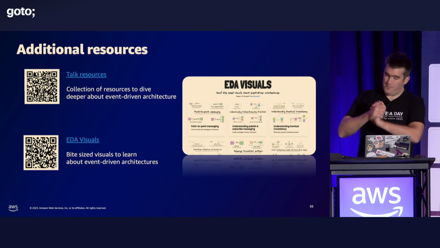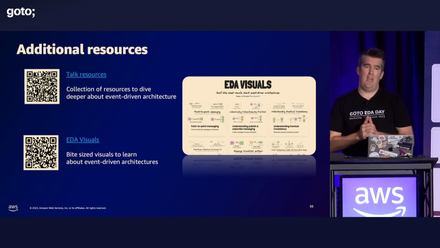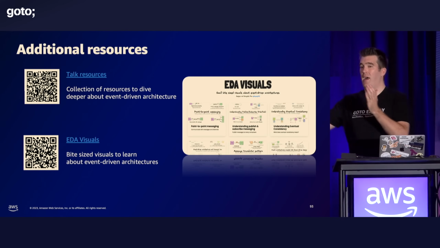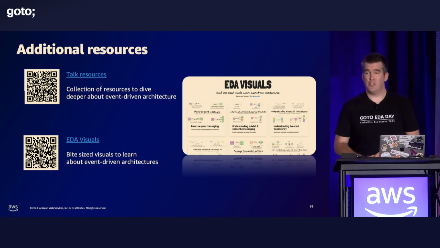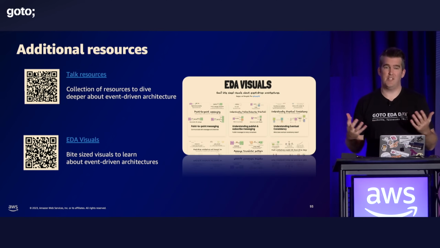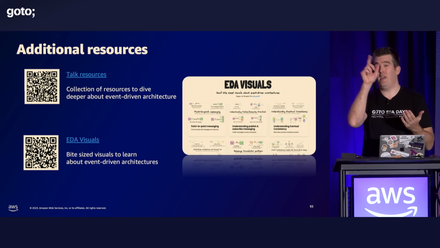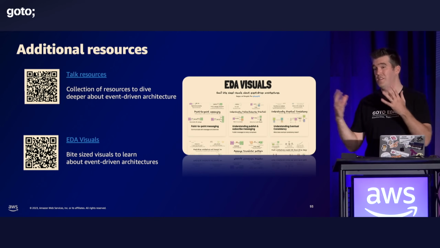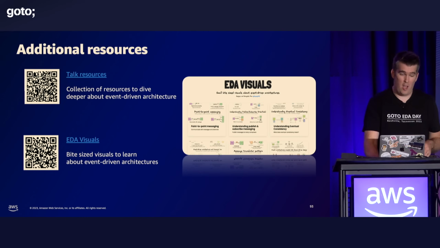And finally, loads of resources here. My talk resources at the top. So everything I spoke about, you can find here. And then also at the start of the year, I started doing EDA visuals, which is over 50 bite-sized visuals to actually help you learn about event architecture. So if you've got 5 minutes spare over a coffee, you can just pick a visual and learn something. I've created these, and these are quite popular. So I hope they help.